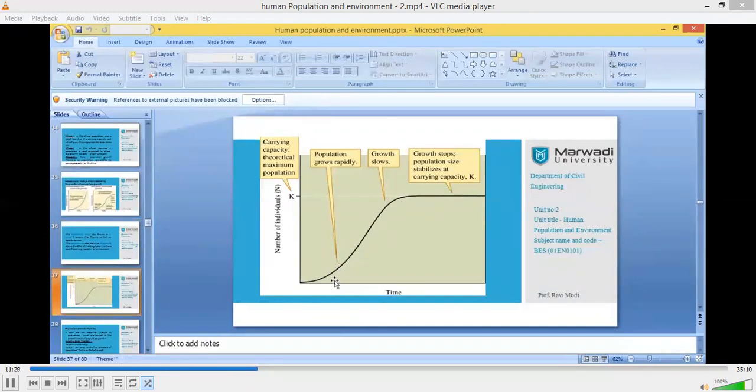So the population is growing rapidly in this particular phase. But when it reaches or is near the carrying capacity line, the growth slows down. The growth stops, and the population stabilizes at the carrying capacity K. So it is in line with the carrying capacity K in this particular phase.